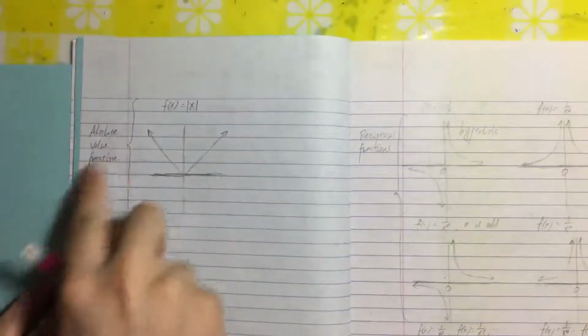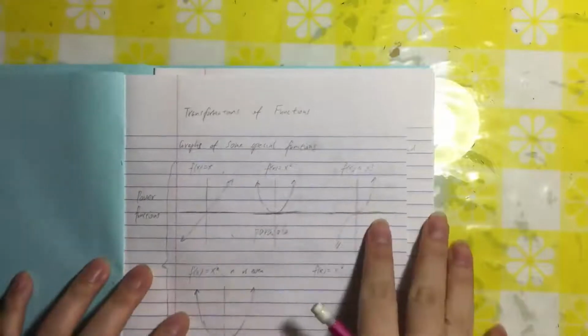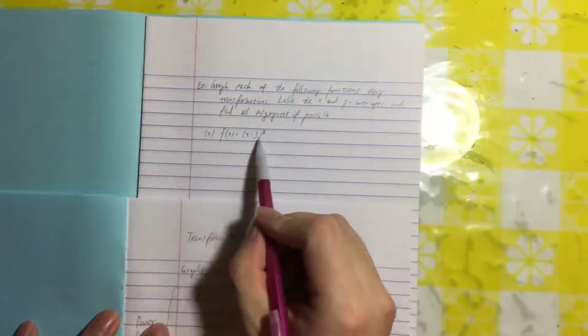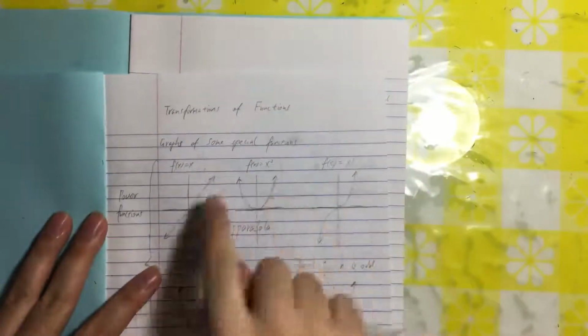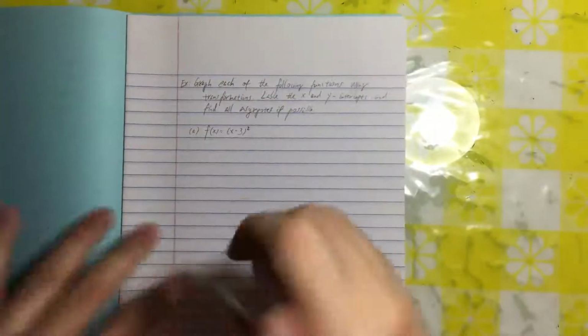Power functions, absolute value functions, reciprocal functions, and root functions. Memorize the graph of some of these special functions. Now, this function here, f of x equals x minus 3 squared, looks like the function f of x equals x squared. So let's choose this function as our parent function.